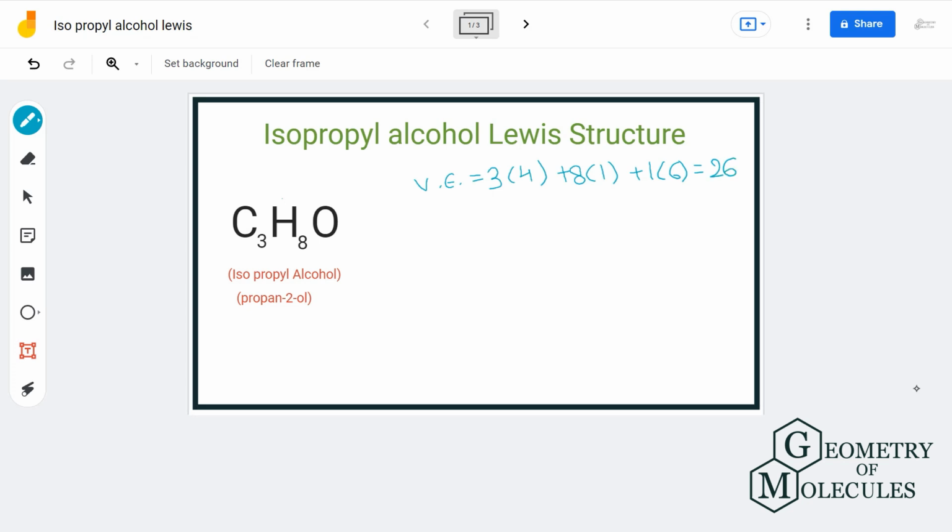For the arrangement of atoms, we will place carbon atoms adjacent to each other. Now the suffix -ol suggests that it is an alcohol, so we know that there will be an OH group bonded to one of the carbon atoms. We have propane-2-ol, which means that our OH group is attached to the second carbon, that is the center one. Then we will attach the remaining 6 hydrogen atoms by bonding 3 hydrogens to each carbon atom.